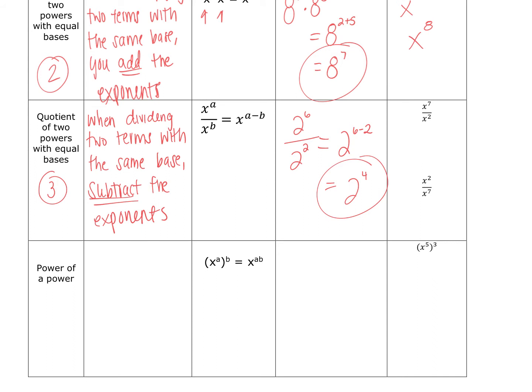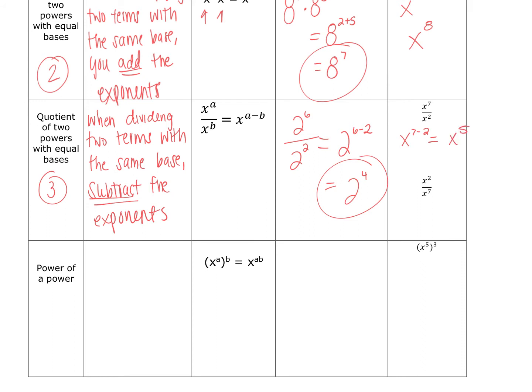Then we're going to work on some practice problems. And the first one, we are going to do the same exact thing, right? We have x to the 7th all over x squared. So what we can do is we can subtract those exponents to give us x to the 5th.